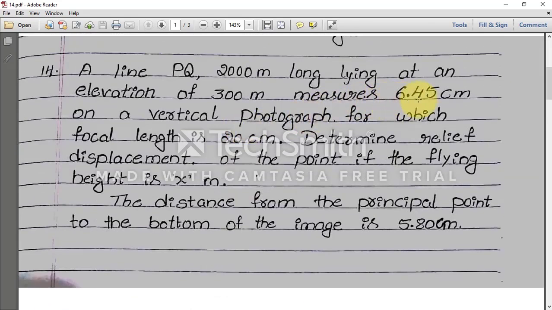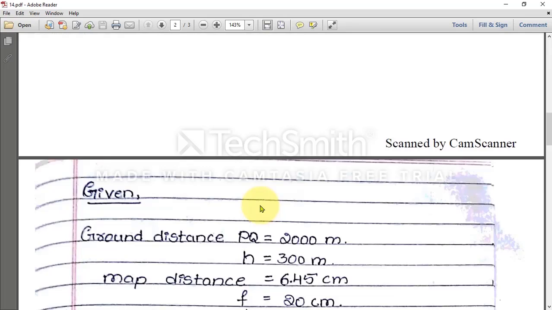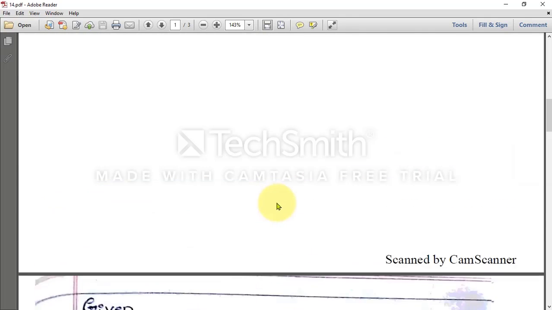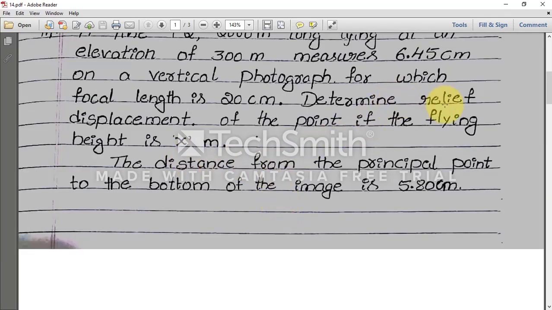Okay. Next, measures 6.45 centimeter on a vertical photograph. On a photograph, map almost same. 6.45 centimeter, this is map distance. So map distance is equal to 6.45 centimeter. Focal length f is 20 centimeter. That is also given. So determine the relief displacement, that means d you need to find out, of the point if the flying height is x. X means flying height is also not given. Therefore you need to find out flying height capital H.